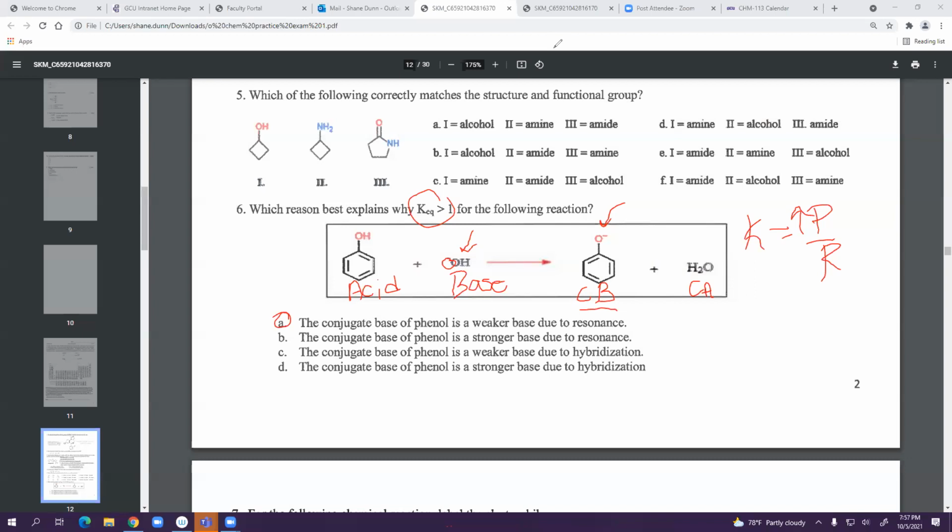The reason it's weaker is resonance structure. Resonance structure stabilizes things, right? The more resonance you have, the stronger the acid, the weaker the base. Make sense? With acids and bases, you can focus on just one or the other. If you know all the characteristics that make an acid strong, then you know exactly what makes bases strong as well. It's the exact opposite.